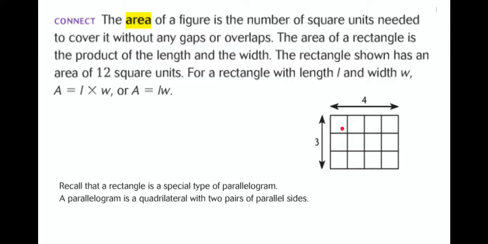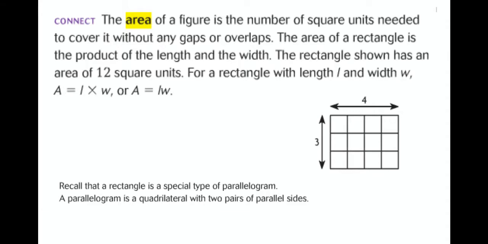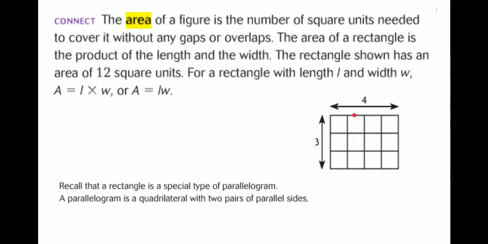So here we have a length and width of 3 and 4, and if you multiply 3 times 4 you get 12. That is also the number of square units in this rectangle. Recall that a rectangle is a special type of parallelogram. A parallelogram is a quadrilateral with two pairs of parallel sides. So that's what we're going to be talking about today, not necessarily rectangles, but parallelograms, which all they have to have is two pairs of parallel sides.